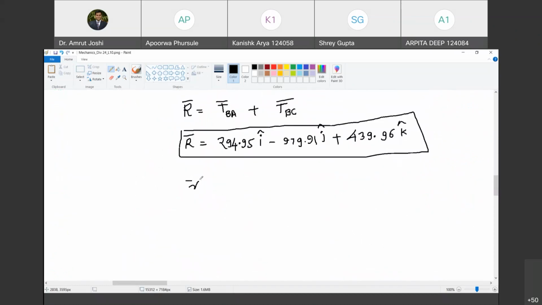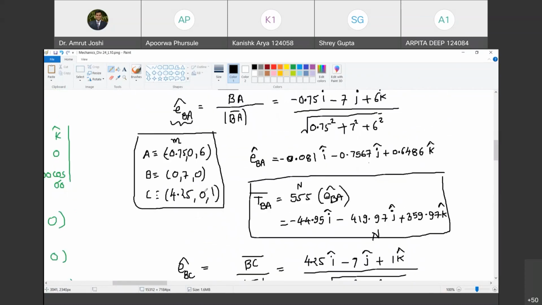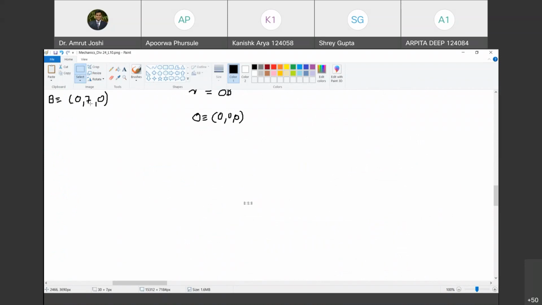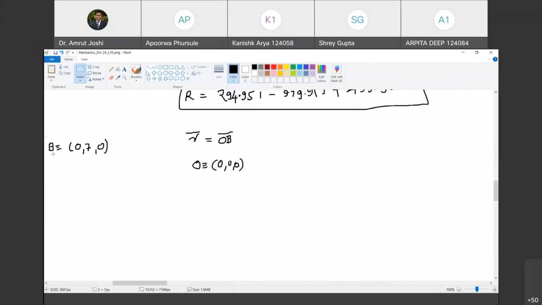Next thing is we have to calculate small r bar equal to OB bar. Happy? How do we calculate OB bar? What are the coordinates of O? Tell me. 0, 0, 0, because O is the origin. Agreed? Yes, sir. What are coordinates of B? Coordinates of B are already in place: 0, 7, 0. You can write down OB bar even by inspection, but we will follow a traditional way because it is not always possible to write down this r bar by inspection.